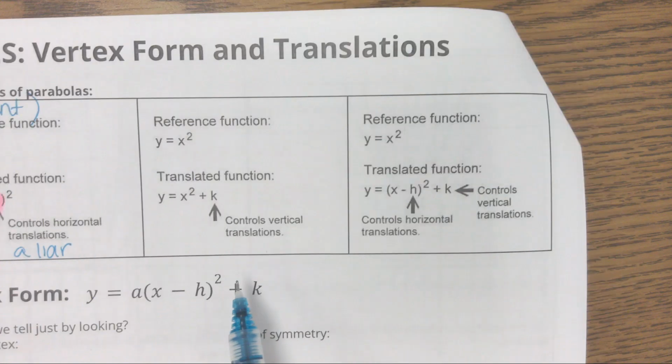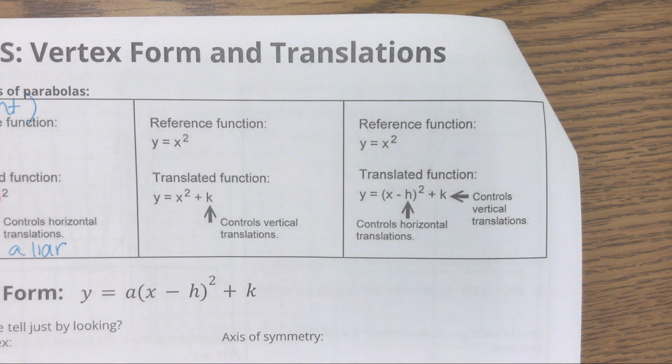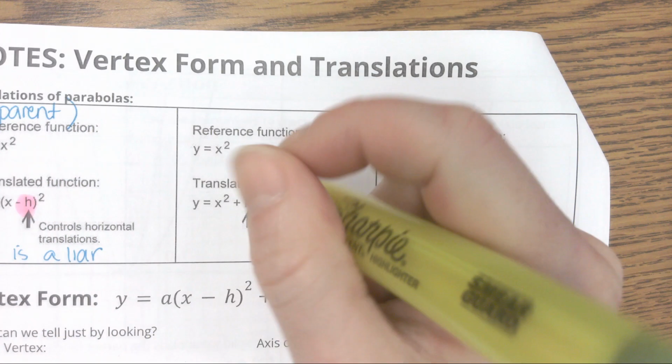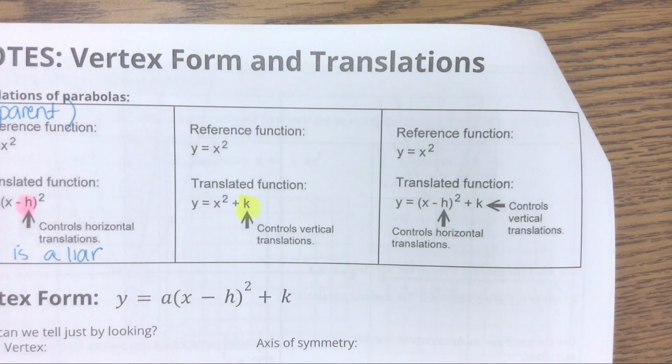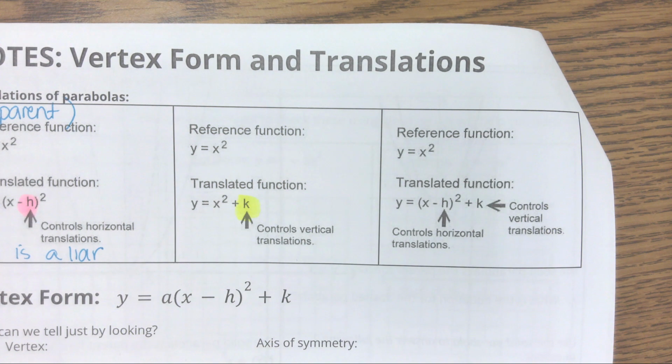Next, if you see something, I use a different letter this time, and it's added or subtracted off of the back of the function, that controls vertical translations. Vertical just means up or down, and it's not a liar. If it's plus, it moves up. If it's minus, it moves down.